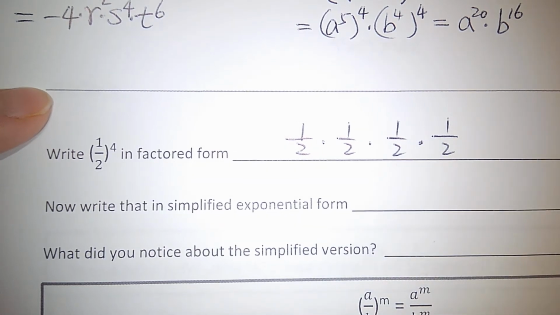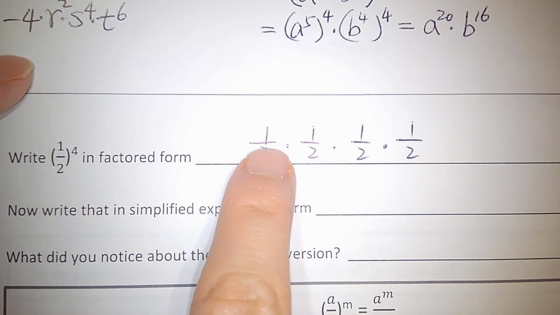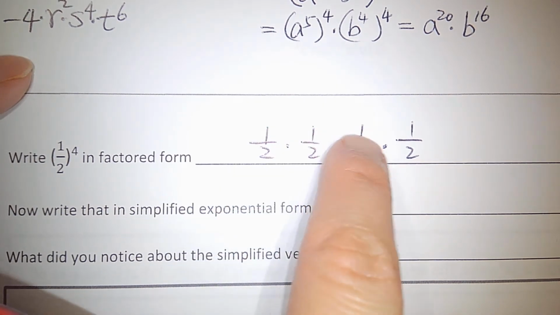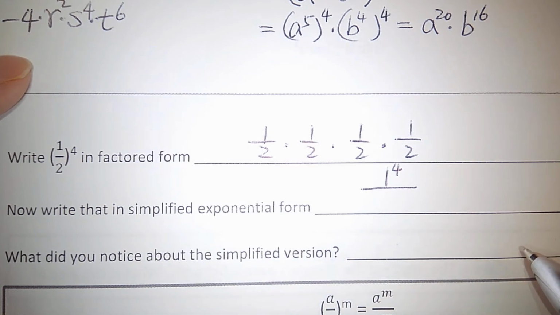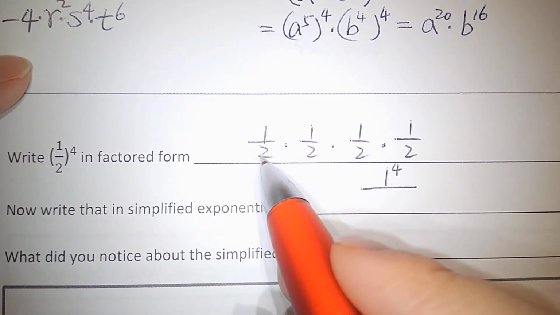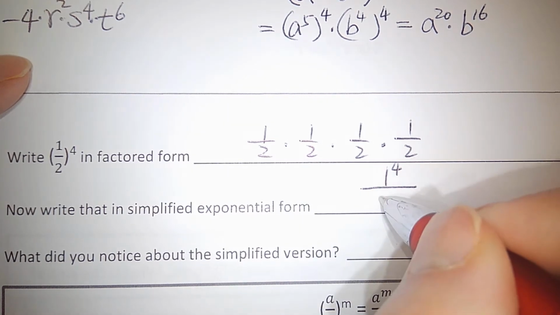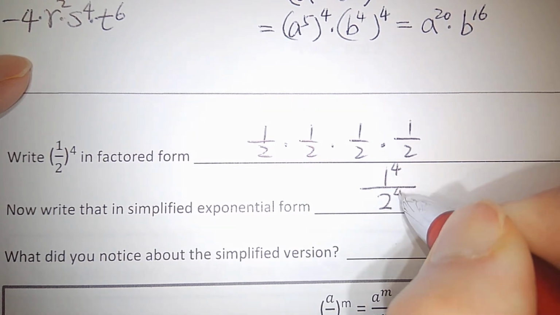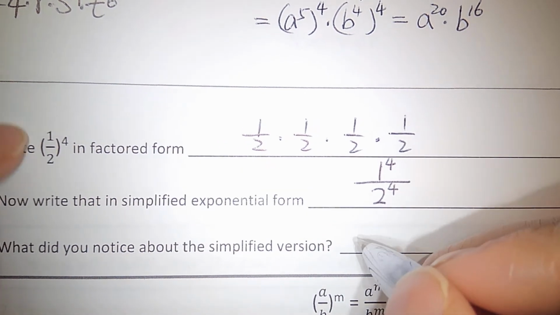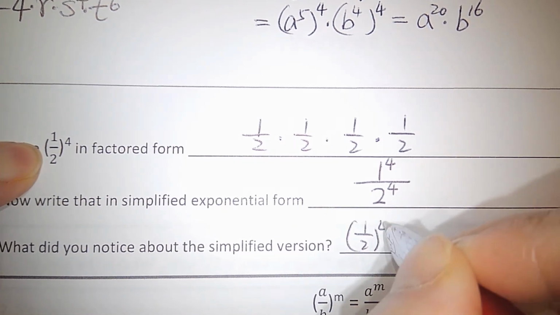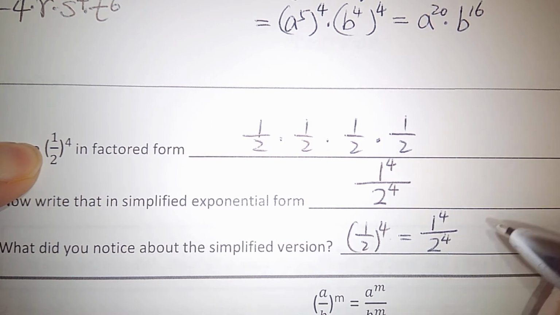So in the exponential form, it should be 1 times 1 times 1 times 1. How many 1s? 4 of 1, right? 1 to the fourth power. And how many 2s on the bottom? 4 of the 2, multiplied together. It is 2 to the fourth power. So what conclusion can we get? 1/2 to the fourth power equals 1 to the fourth power divided by what? 2 to the fourth power, right?